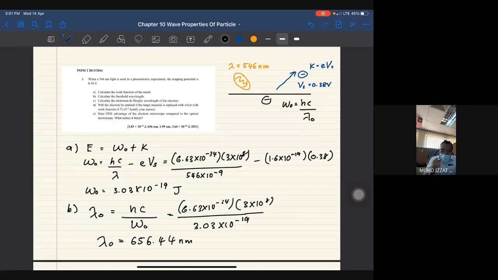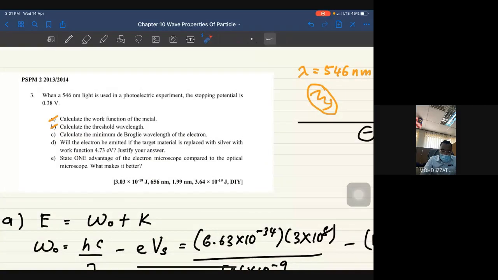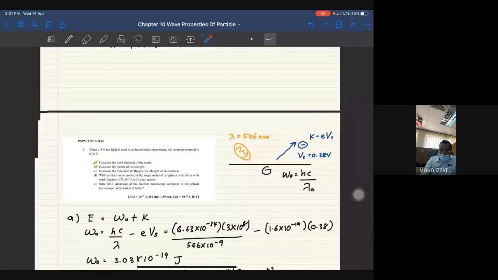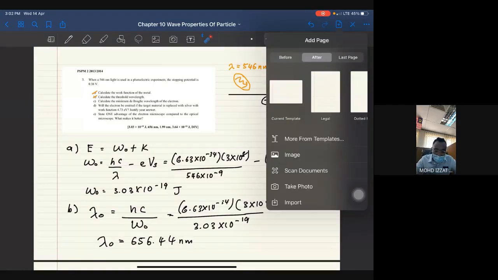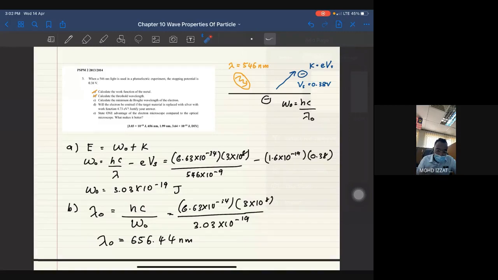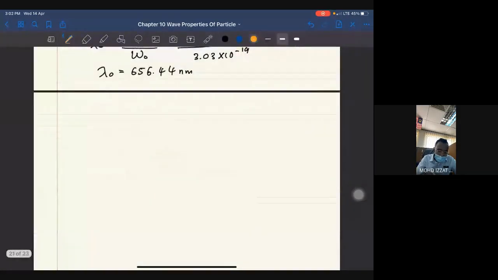Calculate the minimum de Broglie wavelength of the electron. So now you want to relate with electron. The only information that you can relate is actually back to the question, which is this one. Because just now you're calculating a different thing altogether. You're calculating W naught and lambda naught. So if you want to focus on the electron itself, you have the information of stopping potential there. So basically that was the potential.